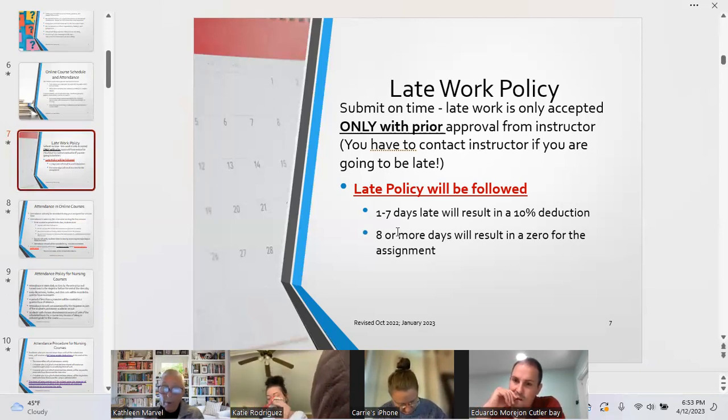You guys all know about the late policy. It's the same in every class, right? Anybody not aware of what's on this slide? It's three things. One is if you're going to be late, you got to let me know. So next Monday morning, if I have 5 professional development plans that are not turned in and I haven't heard from anybody, it's a 0. You don't have that 1 to 7 days, because it's only with prior approval.